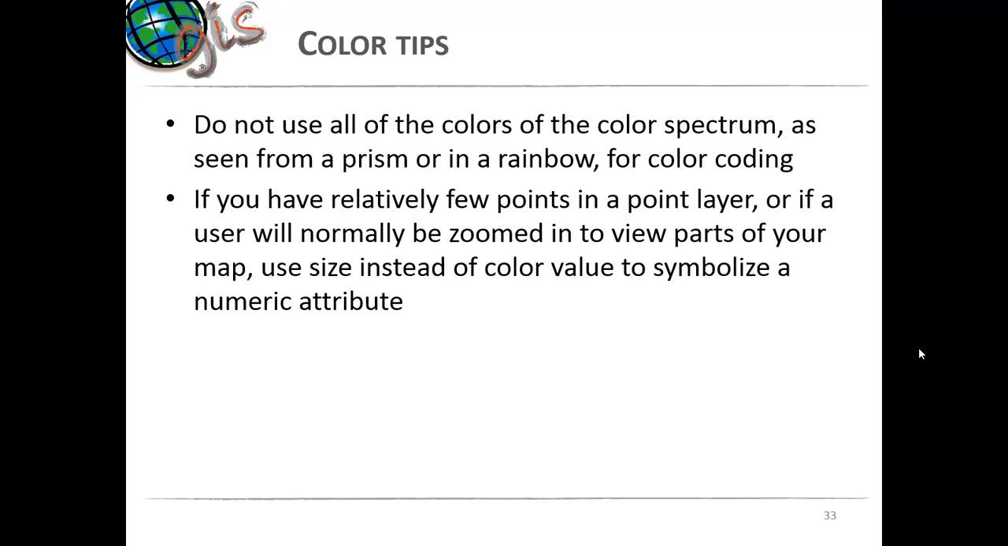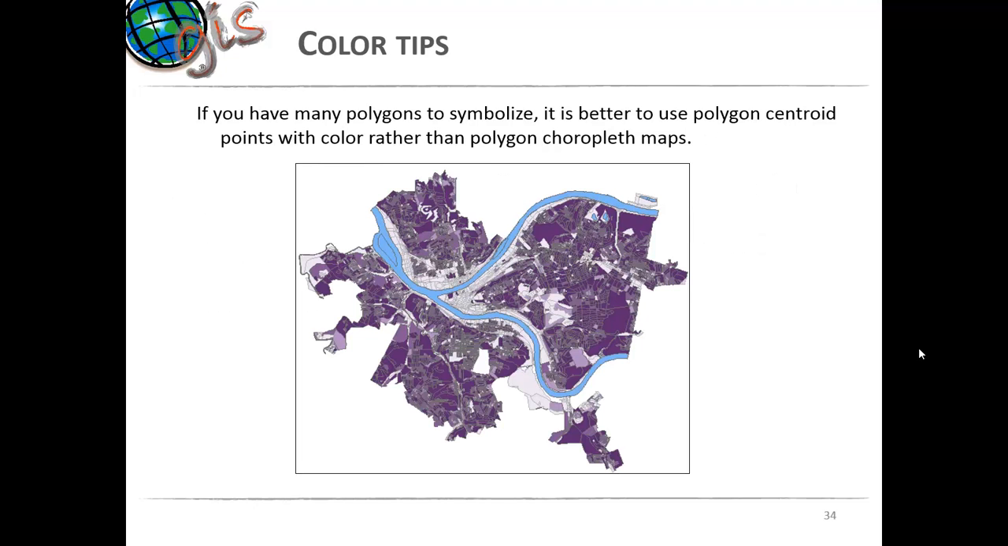If you have relatively few points in a point layer, use maybe size instead of color values to symbolize your numeric attribute. Especially for points, they are usually very small and it's hard to read the colors. So if you use colors, that might be a little tough to actually read. Maybe instead use sizes, which we'll talk about.